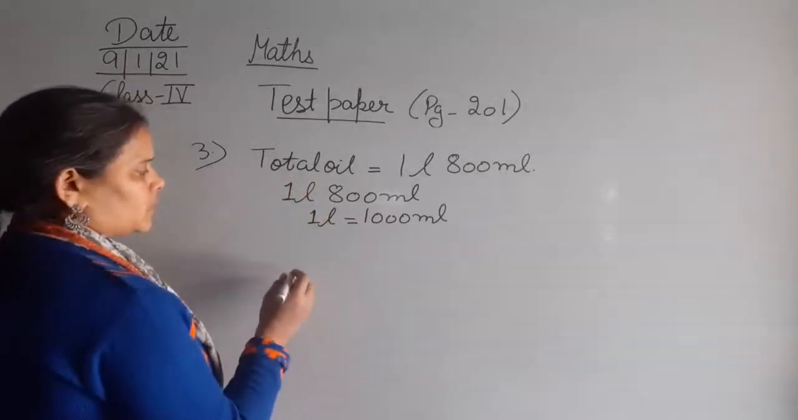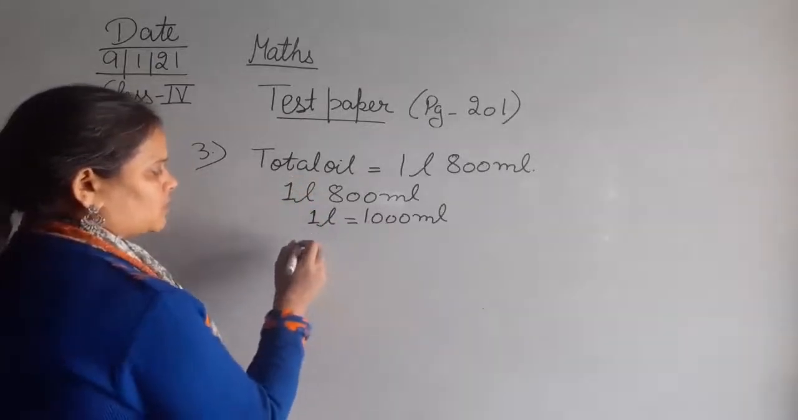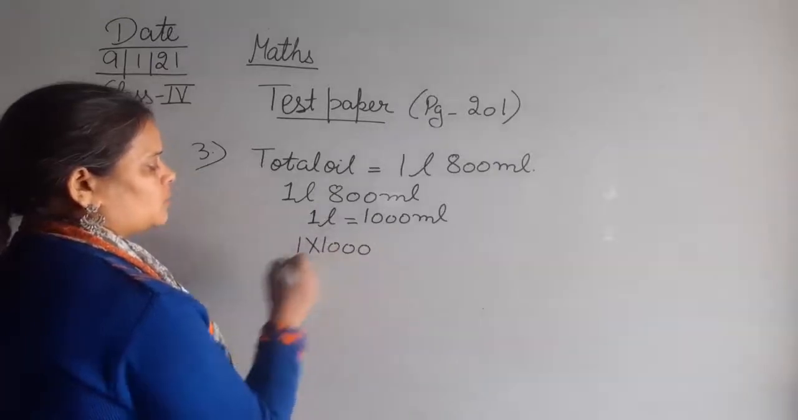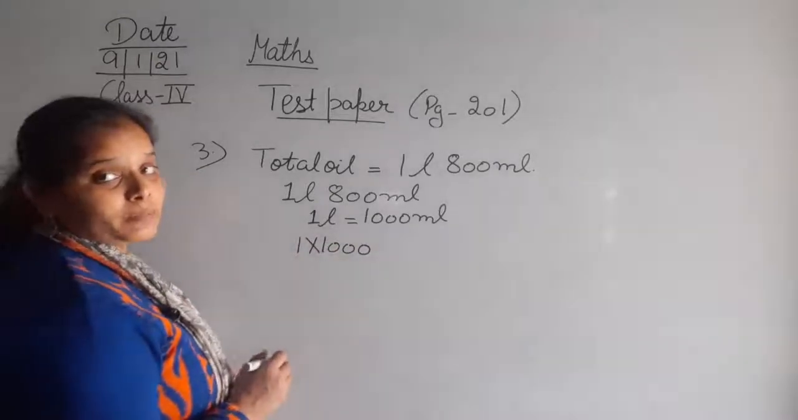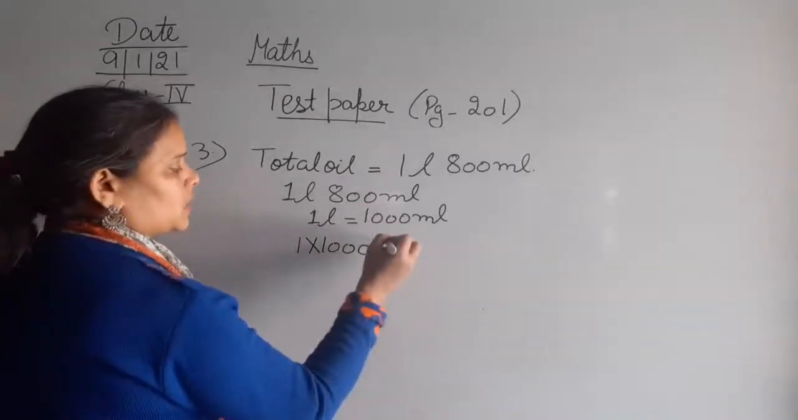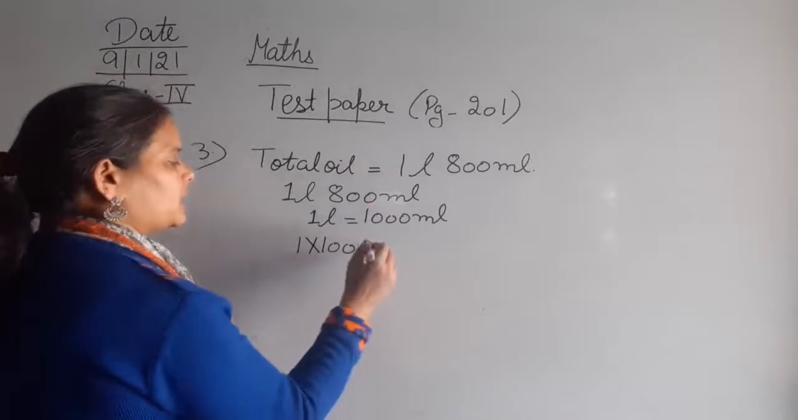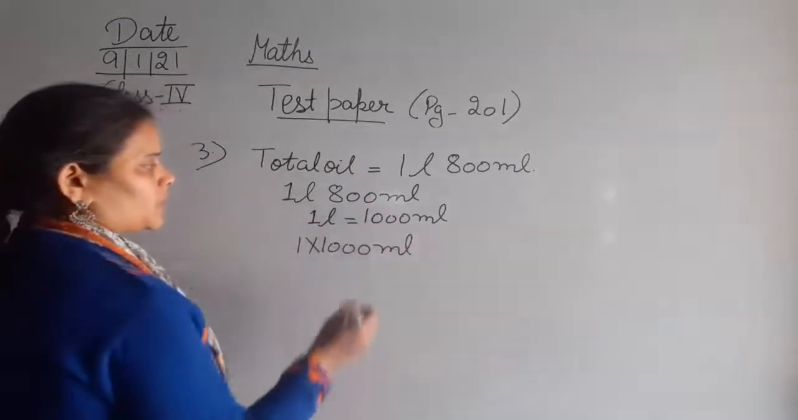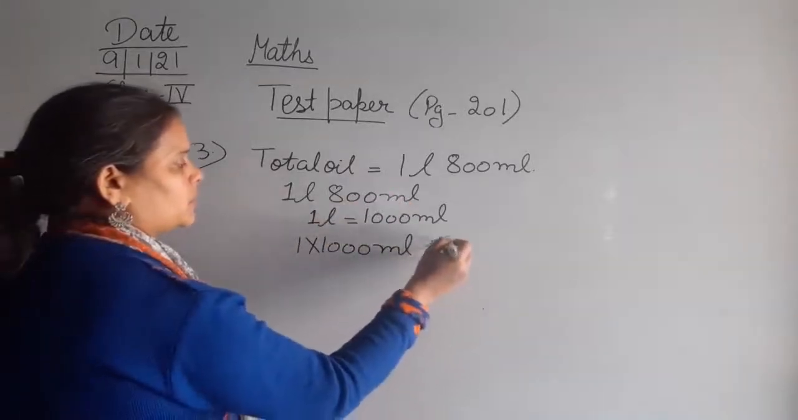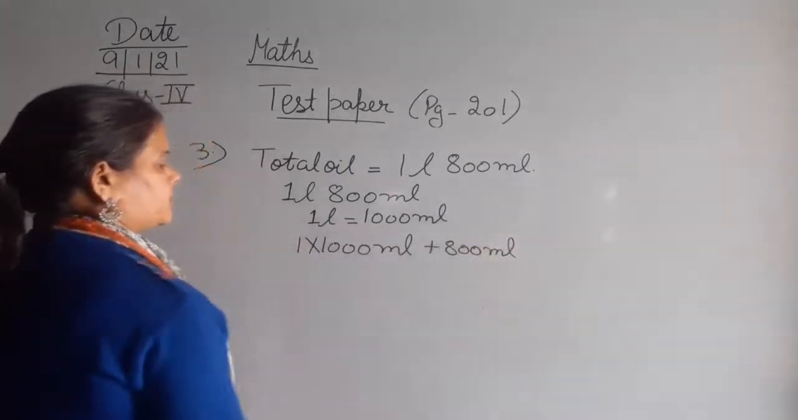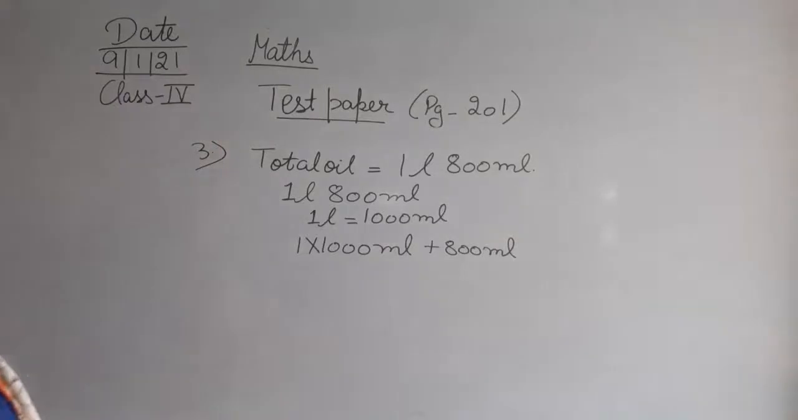Okay, so 1 liter is equal to 1000 ml. So 1 multiplied by 1000. So to change 1 liter into ml, we will multiply it by 1000, plus 800 is already in ml. When we multiply by 1000, that will be changed into milliliter. 800 is already in milliliter, so plus 800 milliliter. Okay, 1 multiplied by 1000 ml plus 800 milliliter.